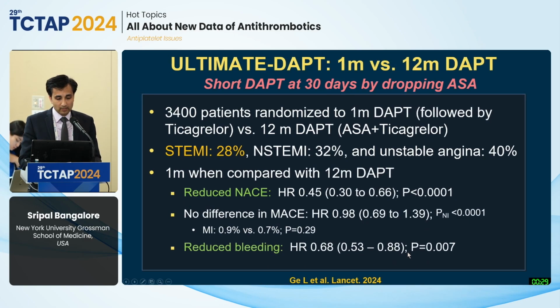And more recently, ULTIMATE-DAPT tested 1 month versus 12 months. Again, in the 1 month DAPT arm, it was ticagrelor which was continued. 28% STEMI patients, again, significant benefit, reduced NACE by reducing bleeding.